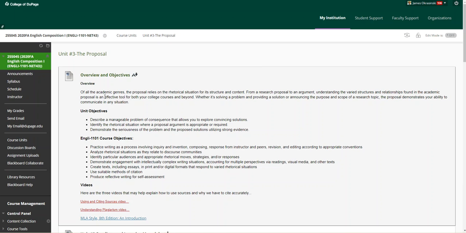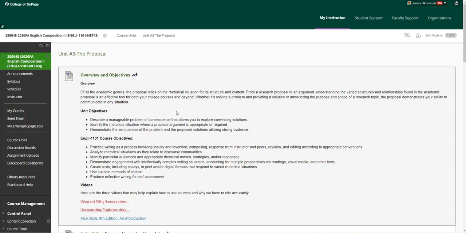All right, so as I say in the overview, of all the academic genres, the proposal relies on a rhetorical situation for its structure and content. From a research proposal to an argument, understanding the varied structures and relationships found in the academic proposal is an effective tool for both your college courses and beyond. Whether it's solving a problem, providing a solution, or announcing the purpose and scope of a research topic, the proposal demonstrates your ability to communicate in any situation.